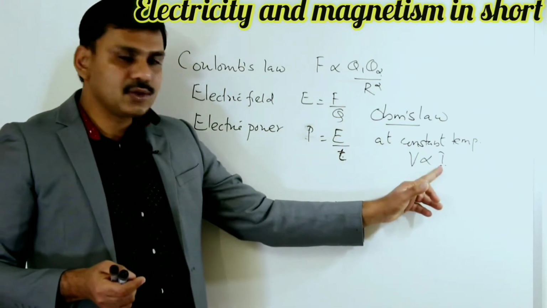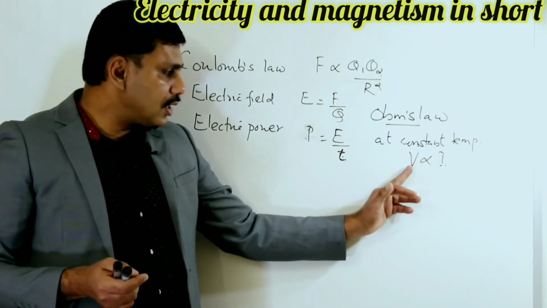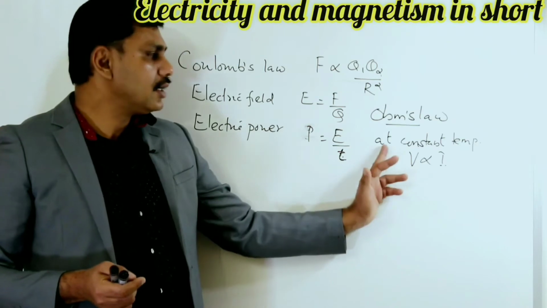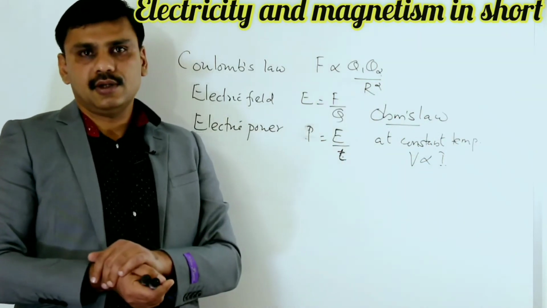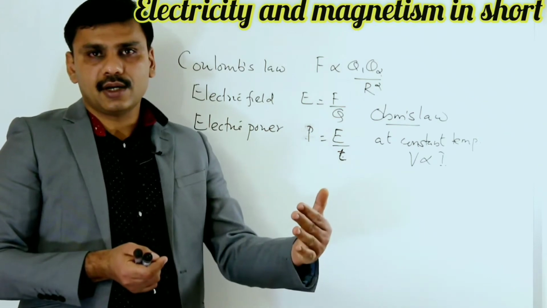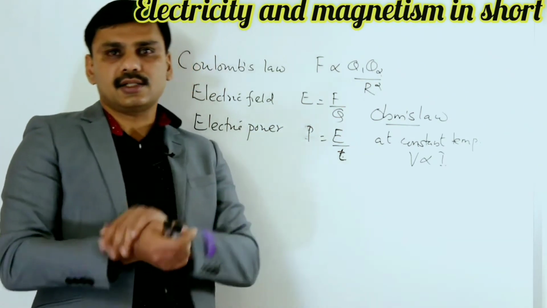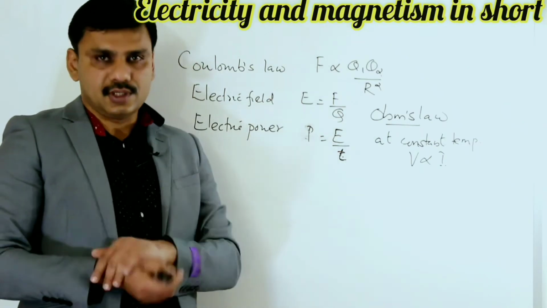So the current flowing through a conductor is directly proportional to the voltage across the conductor at constant temperature. So that is the statement of Ohm's law.